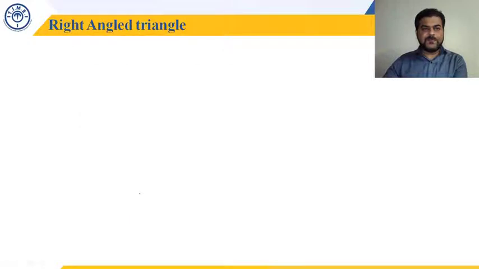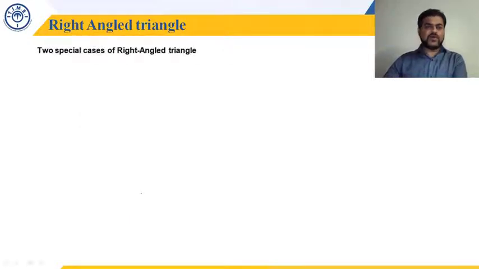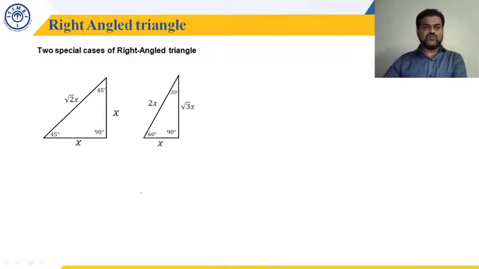Let's move on to the next property in case of a right angle triangle. Let us look at two special cases. These are two special cases of a right angle triangle. One of them is a triangle in which we have 45 degree, 45 degree and 90 degree. Now these are just two special cases. Any triangle having one angle 90 degree will be a right angled triangle. Out of them, these are two special cases.